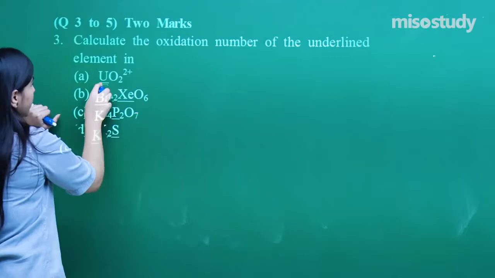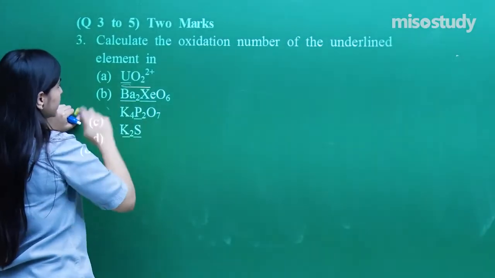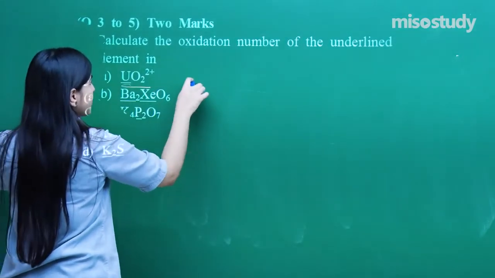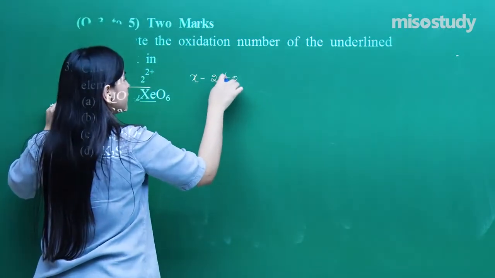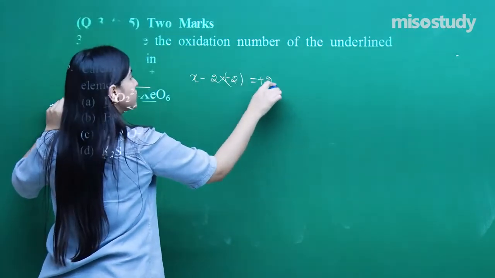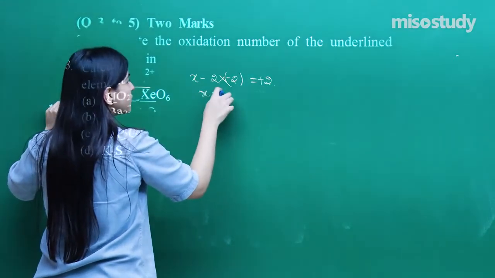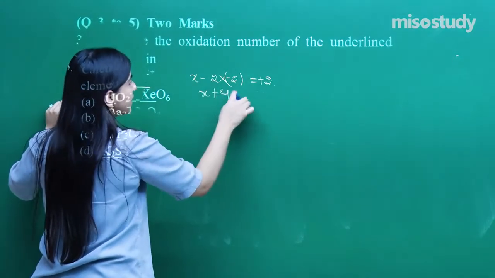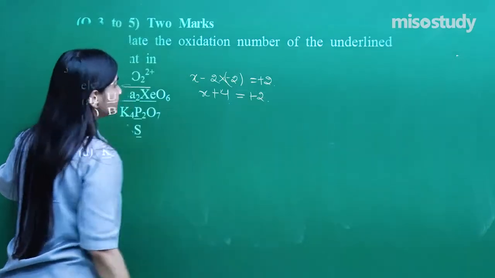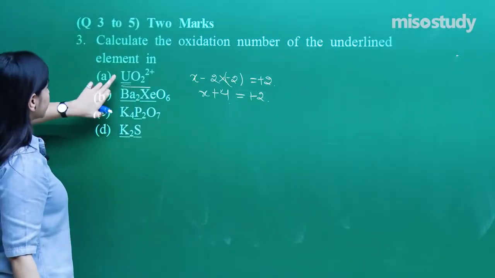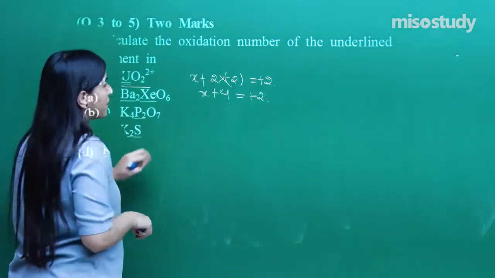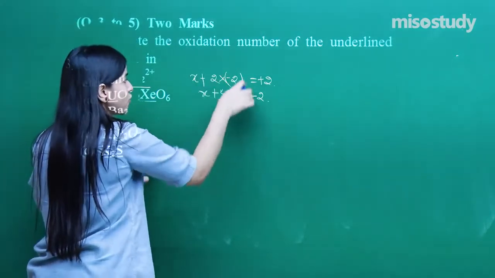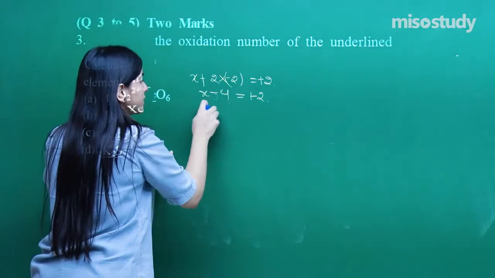See, over here it is uranium. So x minus 2 into the oxide which I have is equal to plus 2. That means x minus, x plus 4 it will be equal to plus 2, right? Is it or not? See here, it will be plus, x plus of the whole thing minus.